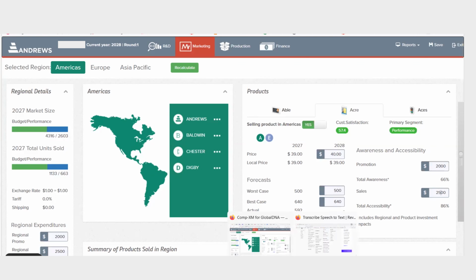And then for regional promo, this is similar to what we had when we were doing the Able product, therefore it remains the same, 2,000 and 2,500 respectively for promo and sales. Now let us go to our next region, which is Europe.